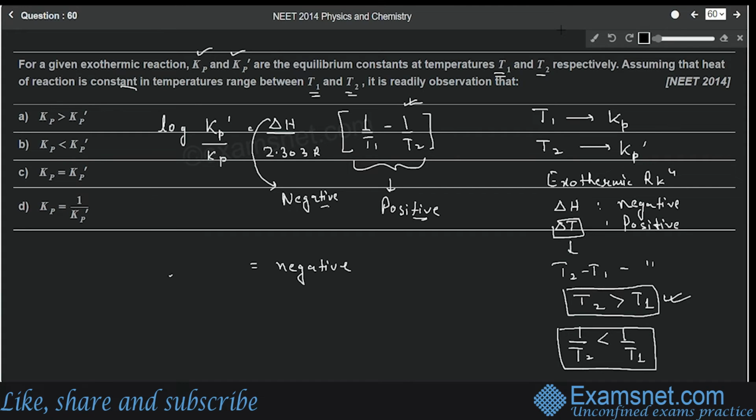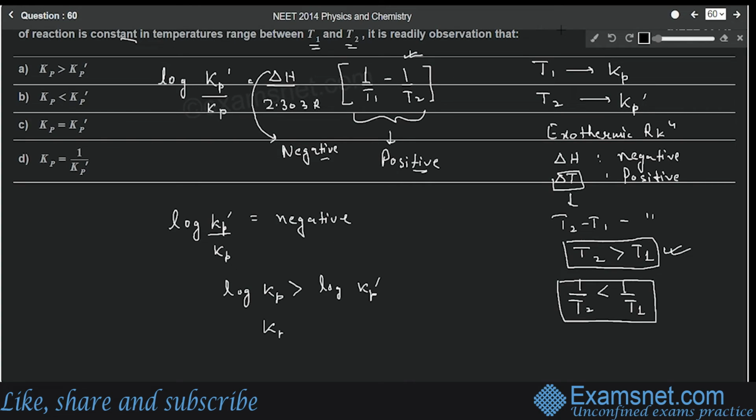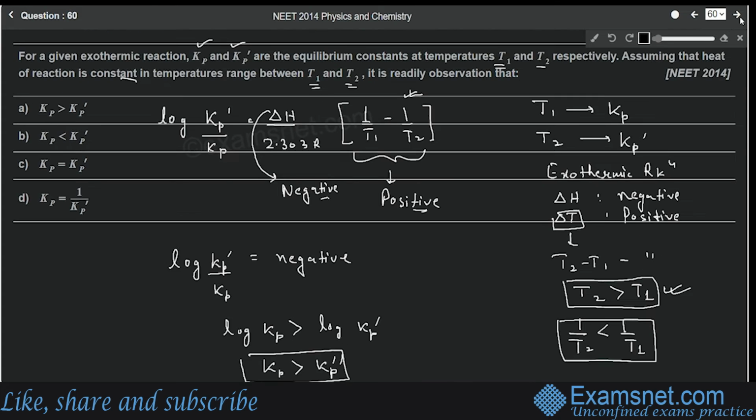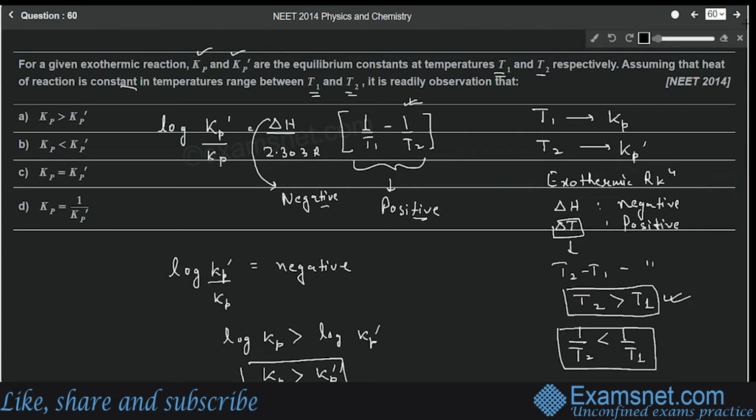right? So log Kp dash upon Kp is negative. So we can say that log Kp will be greater than log Kp dash. Okay. So Kp will be more than Kp dash. So this is the relation between Kp and Kp dash. Okay. So Kp is more than Kp dash. That is given in the first option. So option A will be the correct answer.